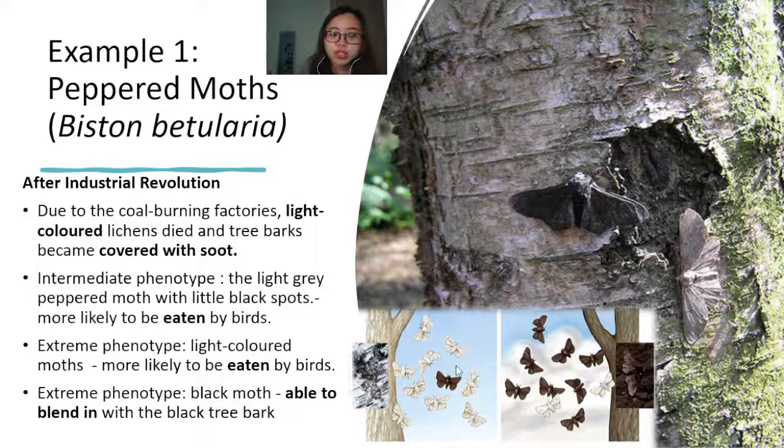So before the Industrial Revolution, the white and intermediate colored moths are going to be able to survive more. But after the Industrial Revolution, the black-colored moths are going to be able to survive better. So in this example, the directional selection is favoring the dark-colored moths. It is favoring one extreme phenotype. Hope that's clear.